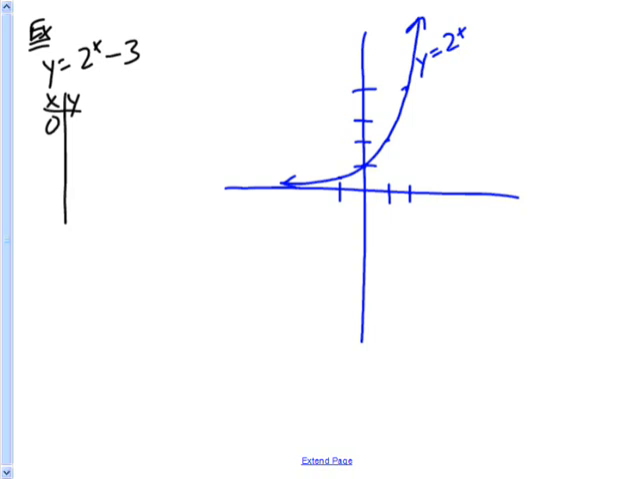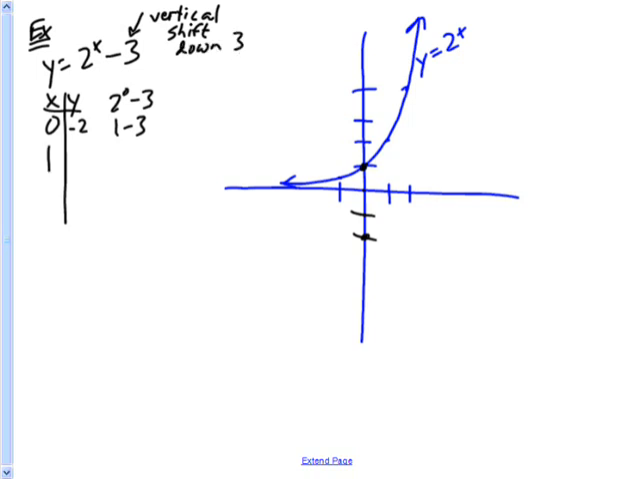2 to the 0 is 1. 1 minus 3, negative 2. So 0, negative 2. So it took this point right there and moved it down 1, 2, 3, didn't it? Moved it down 3. You could do a whole bunch of other points, but if your original function was 2 to the x, then 2 to the x with a minus 3 on the end is just going to be a vertical shift, as you might assume, a vertical shift down 3.